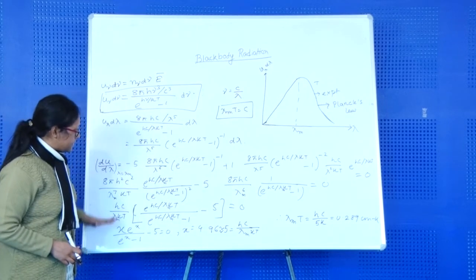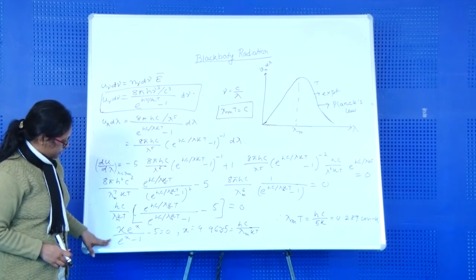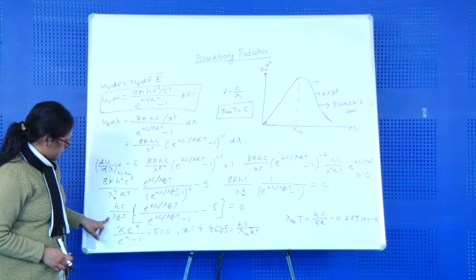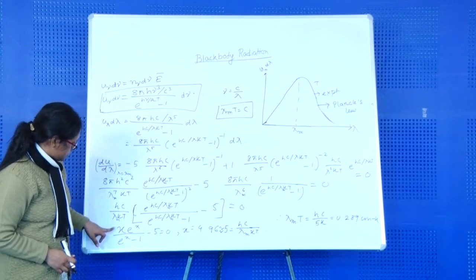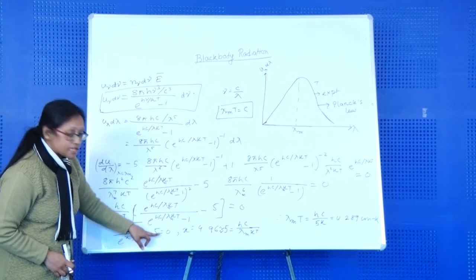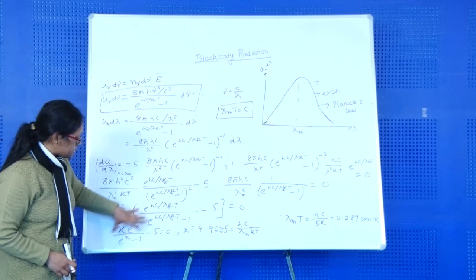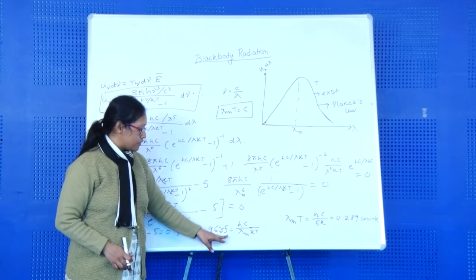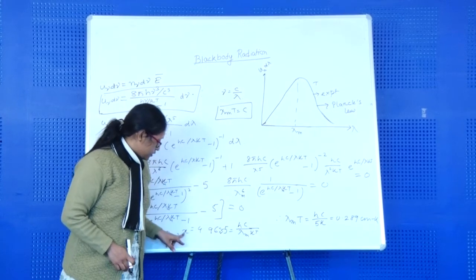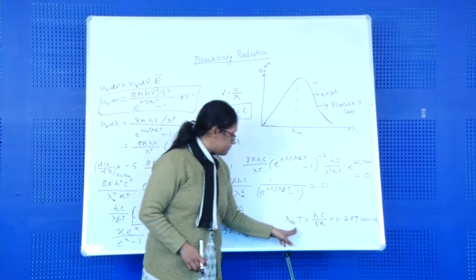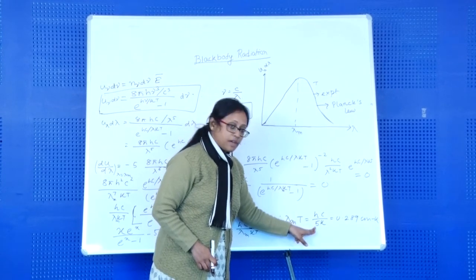Then I have just simplified, and after that we arrive at this equation, and here I have taken hc by lambda m kt as x. So it is x e to the power x by e to the power x minus 1 minus 5 is equal to 0. By solving this equation you will get x equal to 4.96, which is nearly equal to 5. So put the value of x, that is hc by lambda m kt is equal to 5. So lambda m into T is equal to hc by 5k.